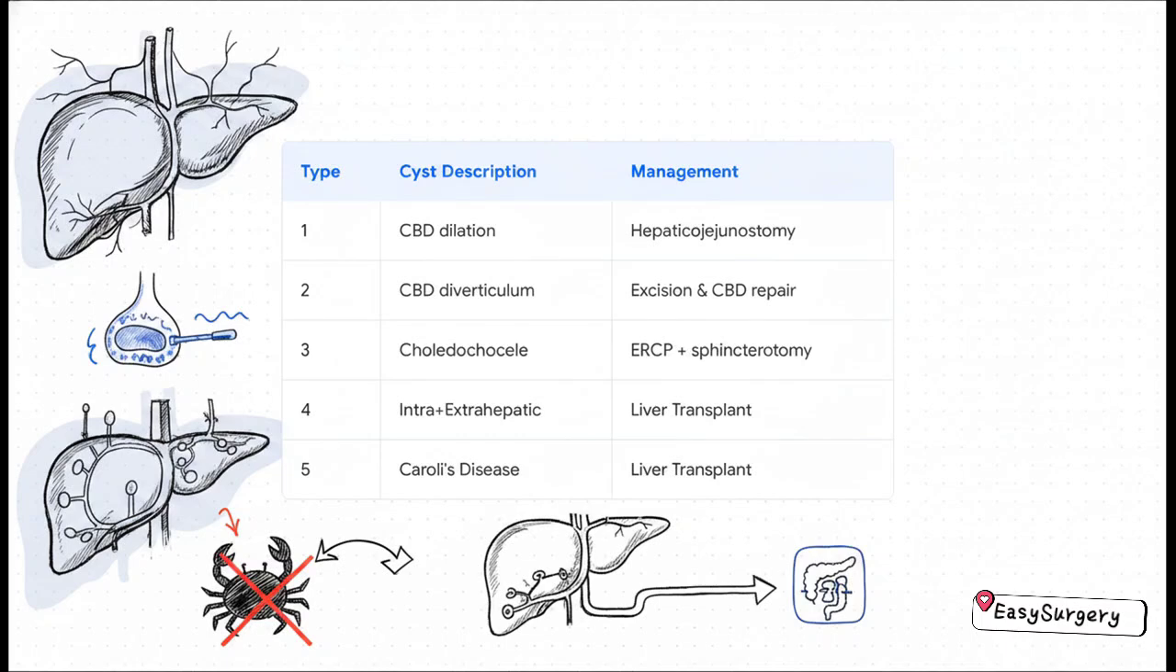Type 3 is a choledochocele down in the duodenum requiring an ERCP, but look at type 4 and type 5, which is Caroli's disease. When those intrahepatic ducts get dilated, a liver transplant suddenly becomes your main option. Why do we go to such aggressive lengths? Because these cysts carry a massive 10% risk of cholangiocarcinoma down the road. Just draining them isn't enough. You've got to get all that abnormal mucosa out of there.